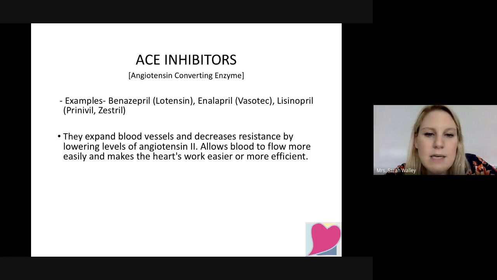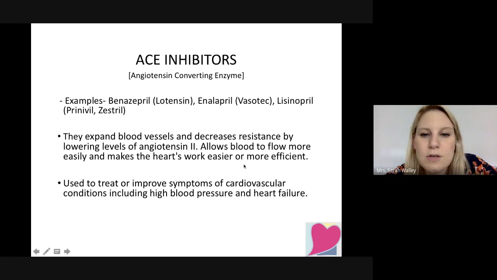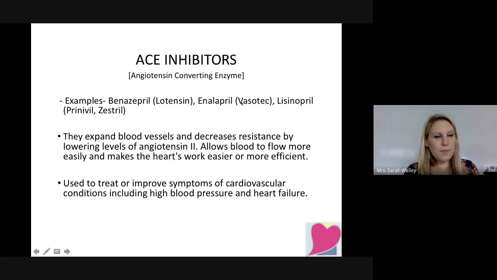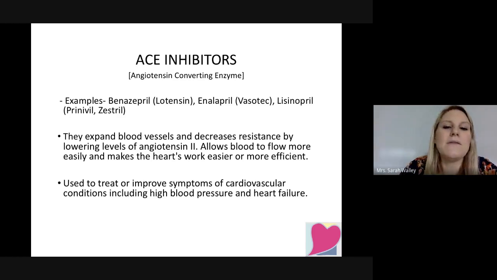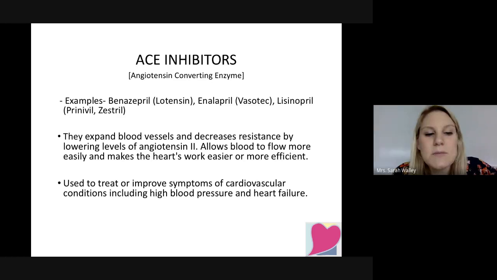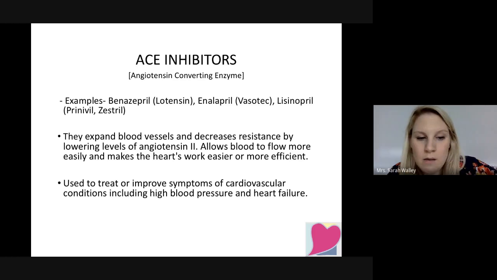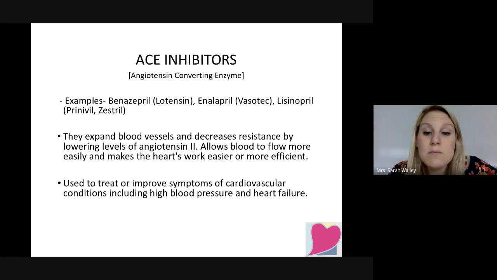Okay, and then ACE inhibitors. This is lisinopril, Prinivil, Zestril, enalapril. So all the prils, P-R-I-L-S, they are going to be ACE inhibitors. So that's how you can remember that. They expand blood vessels and decrease resistance by lowering levels of angiotensin 2. Allows blood to flow more easily. It makes the heart work easier or more efficiently. Used to treat or improve symptoms of cardiovascular conditions, including high blood pressure and heart failure.